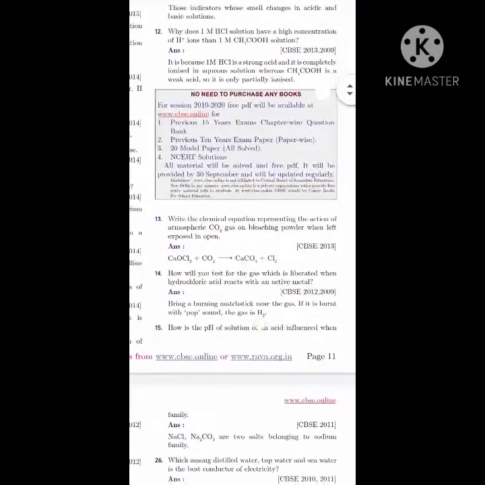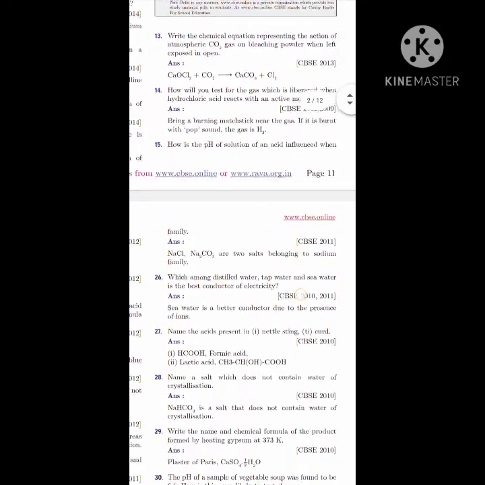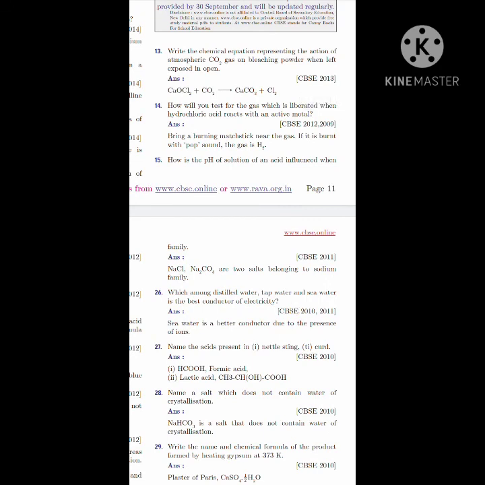Okay, next coming to the 13th question, which was given in the year 2013. Write the chemical equation representing the action of atmospheric CO2 gas on bleaching powder when left exposed in the open. So CaOCl2 plus CO2 gives rise to CaCO3 plus Cl2. That is, it gives calcium carbonate along with chlorine.